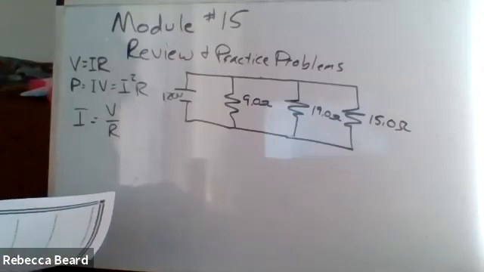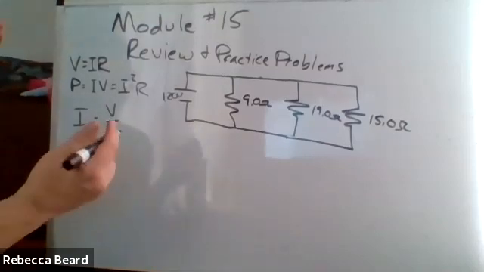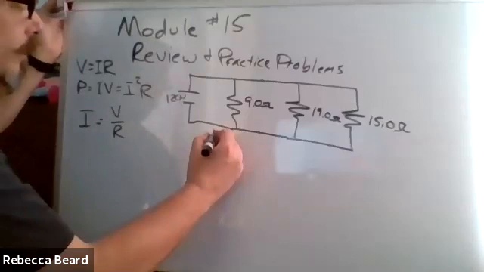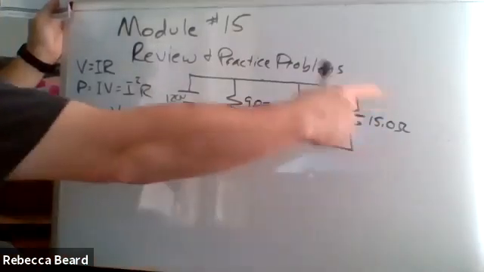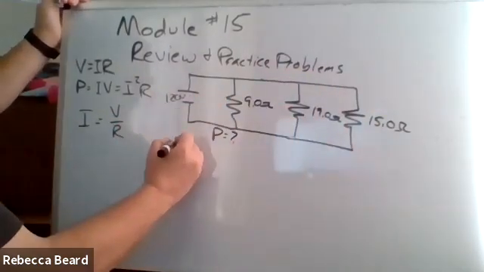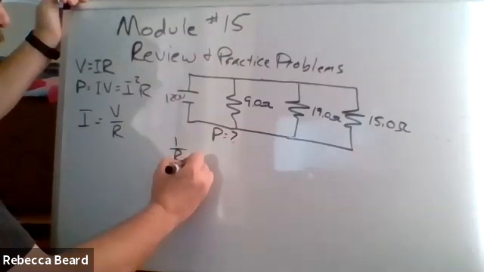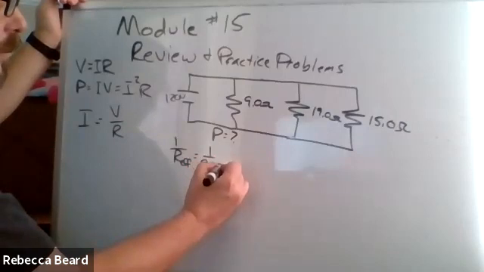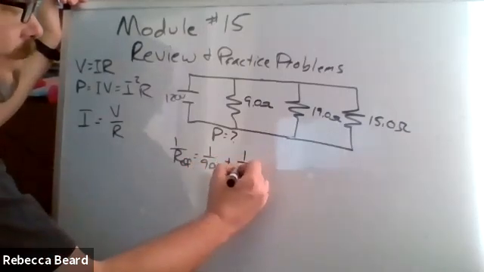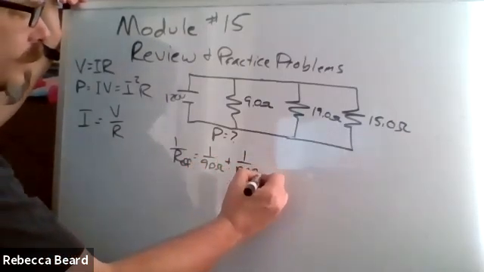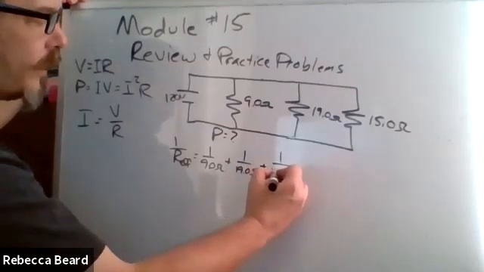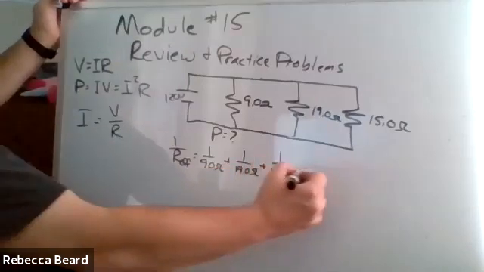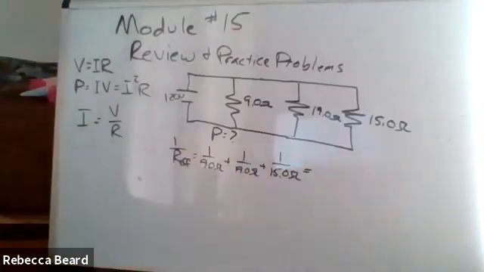First, we're going to do the same thing, because we need to figure the power drawn. We're going to do the effective resistance, which in this case, 1 over the effective resistance is going to equal 1 over 9.0 ohms plus 1 over 19.0 ohms plus 1 over 15.0 ohms.